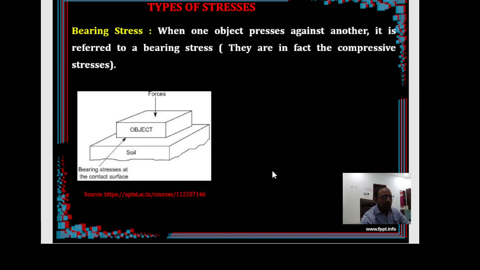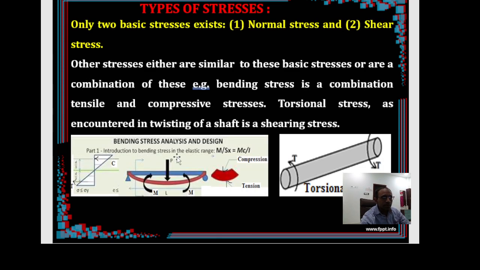Now, bearing stress is also a form of compressive stress. Bearing stress is not a different type of stress. It is when one object, let's say there is an object and there is soil here, this object is trying to press the soil. Now that stress at this surface, the contact surface, we will say the bearing stress is acting. So basically, when two objects are pressed against each other, then at the interface there will be a bearing stress, right? This is a form of normal stress only.